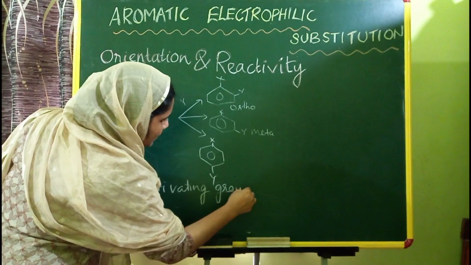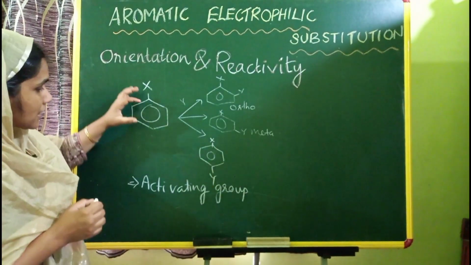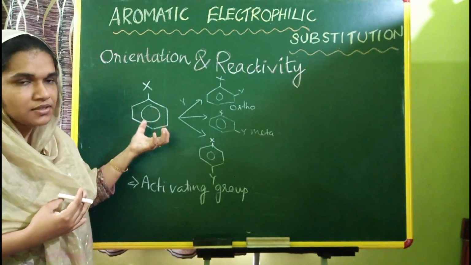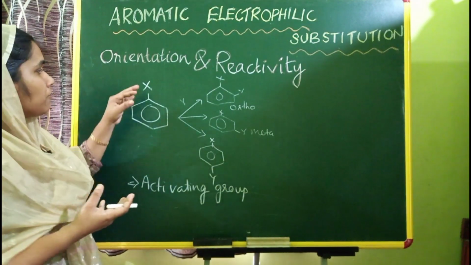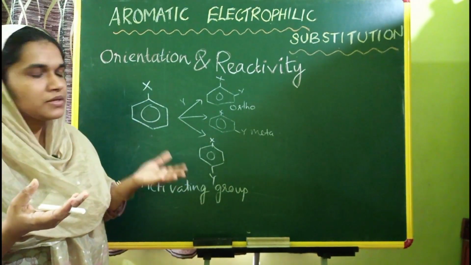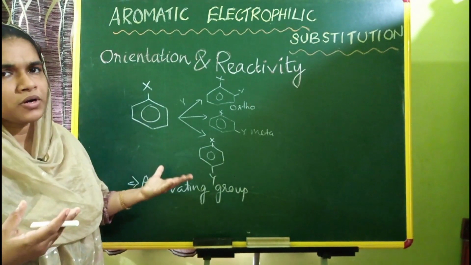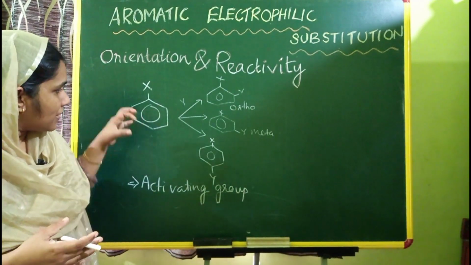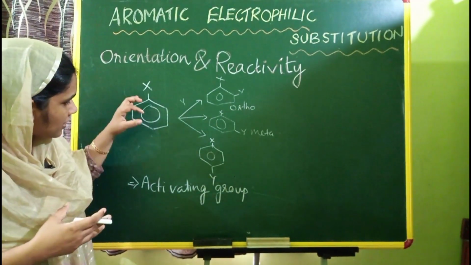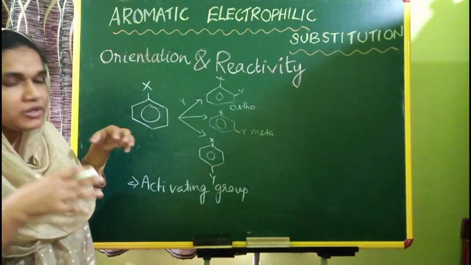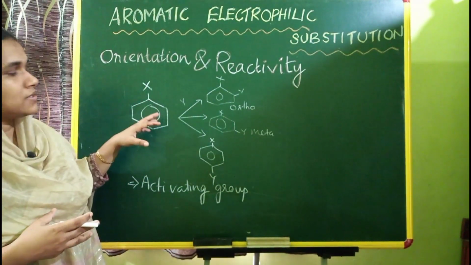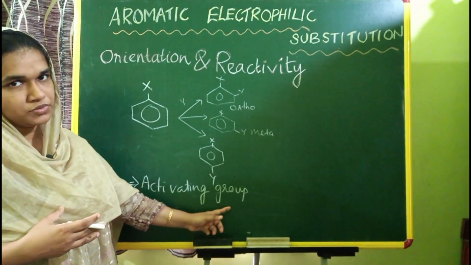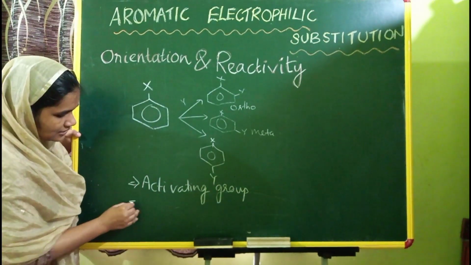So what is an activating group? It is a group which increases the electron density of this aromatic ring by giving its electrons, whether by mesomeric or resonance effect, or by inductive effect. By any mechanism, if the already existing group is increasing the electron density of this ring, such groups are called activating groups. So what will be a deactivating group?